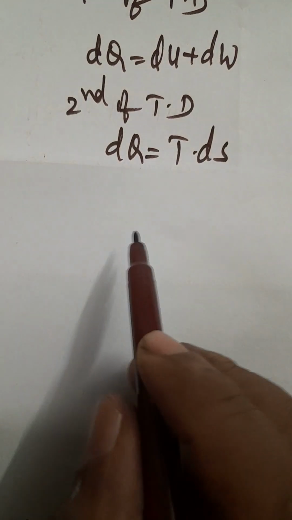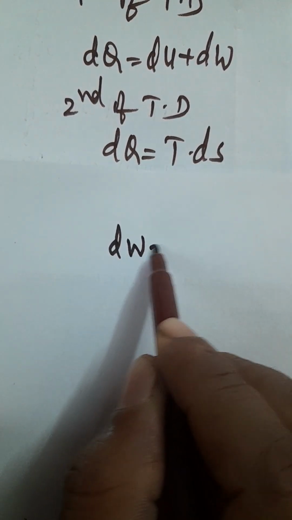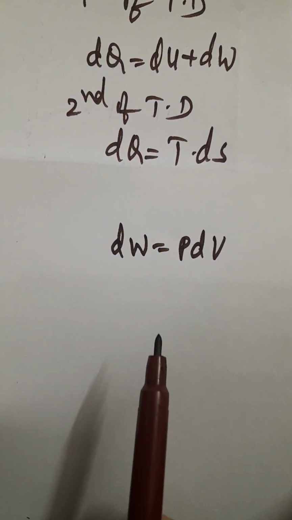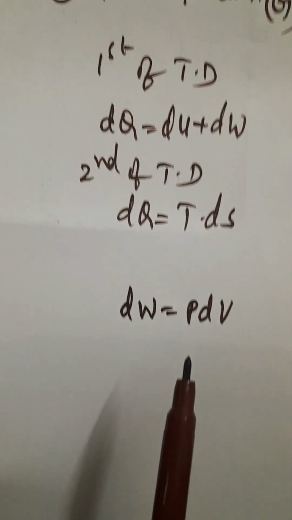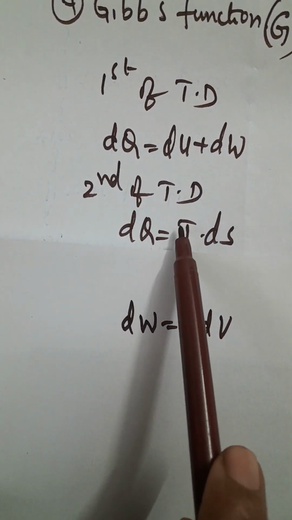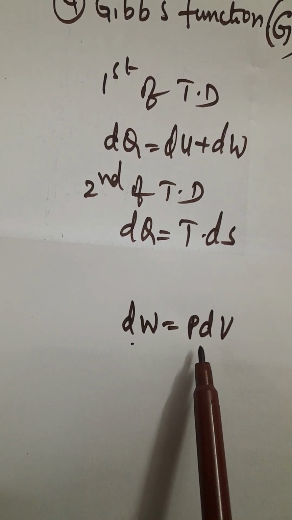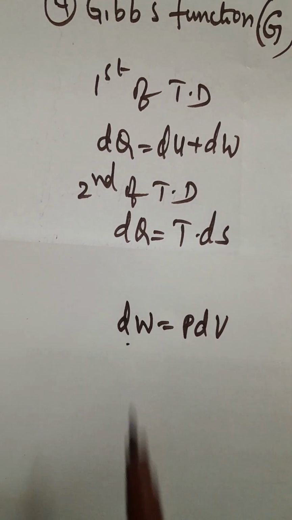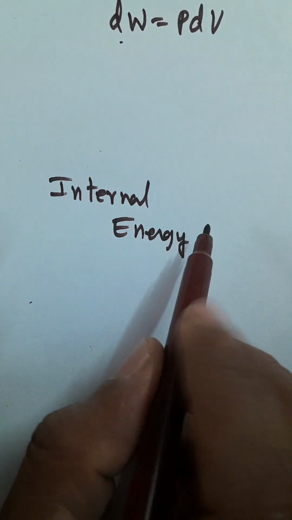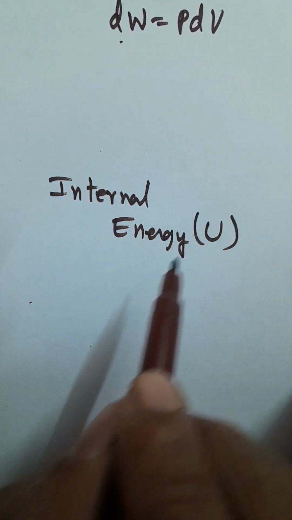And one more formula we know is dw equal to p dv. So to solve thermodynamic potentials we should learn these three: the first law of thermodynamics, the second law of thermodynamics, and dw equal to p dv. Now we'll discuss internal energy, which is represented by the letter U.